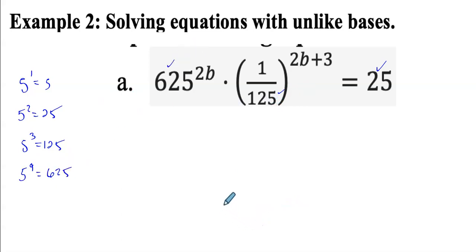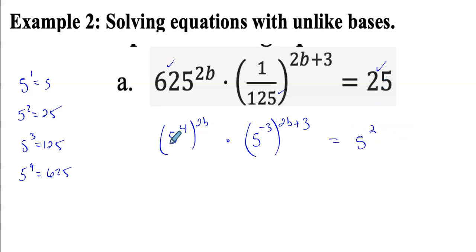All right, so I need to make sure they all have the same base. So my first one, 625, I'm going to write as 5 to the 4th, and that's to the 2b power. Times, my next one, 1 over 125 is 5 cubed, but I don't want that fraction there, so I'm going to do 5 to the negative 3rd power. And that's all raised to the 3b plus 3. And then lastly, 25 is just 5 squared. So now I have a common base of 5 through all. Right? So 625 became 5 to the 4th, 1 over 125 became 5 to the negative 3rd, and 25 became 5 squared.